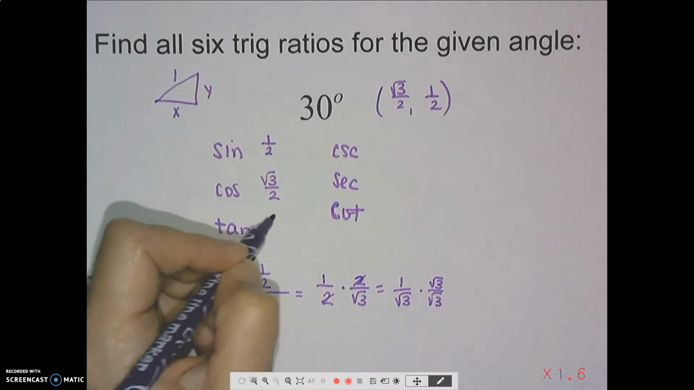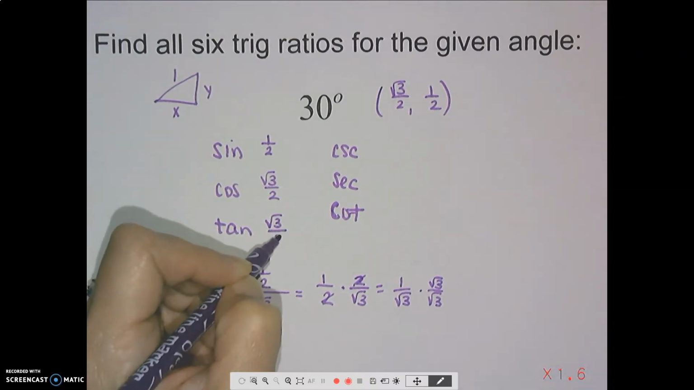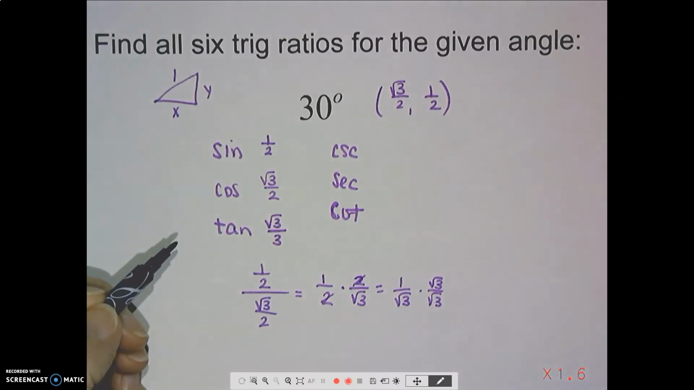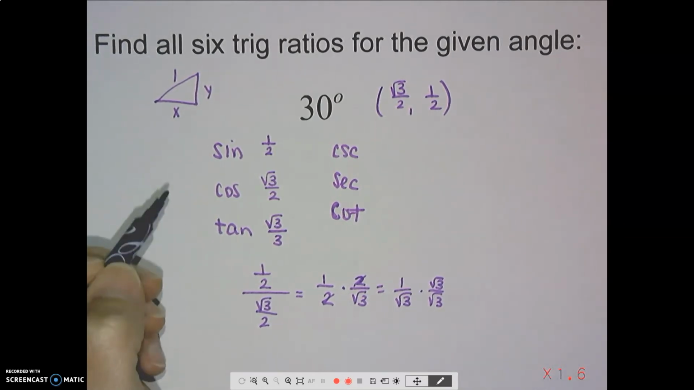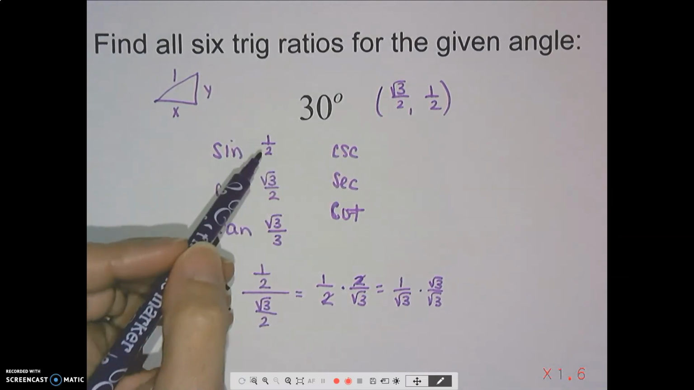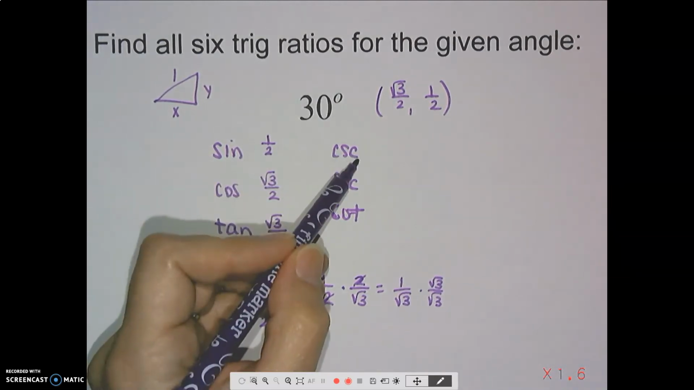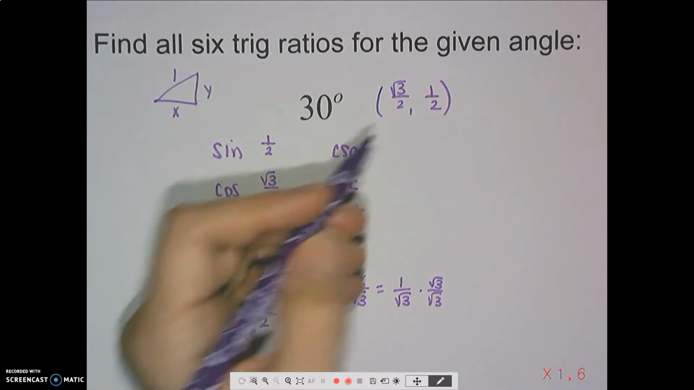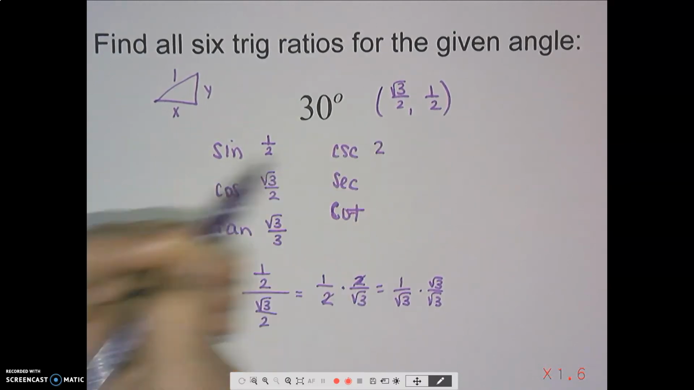which would give us radical 3 over 3 for our tangent, okay? Now that we know those three, we're just going to take each of those and find the reciprocal of them to get the cosecant. So for sine of 1/2, that means that the cosecant, we would flip that to be 2 over 1 or just 2.